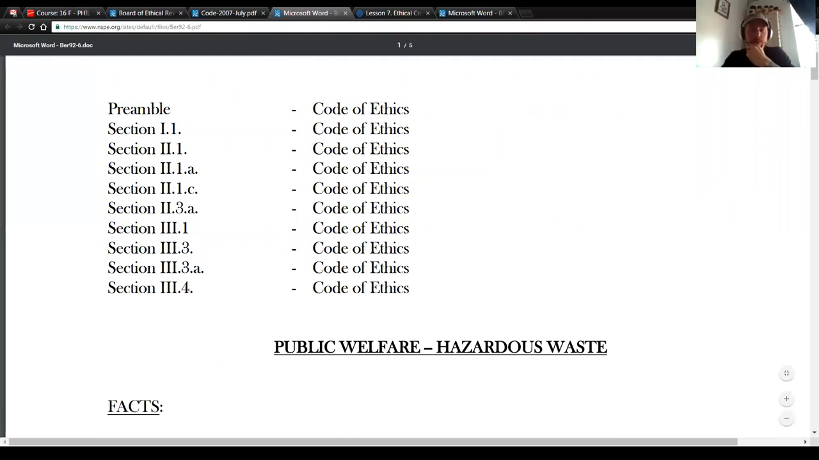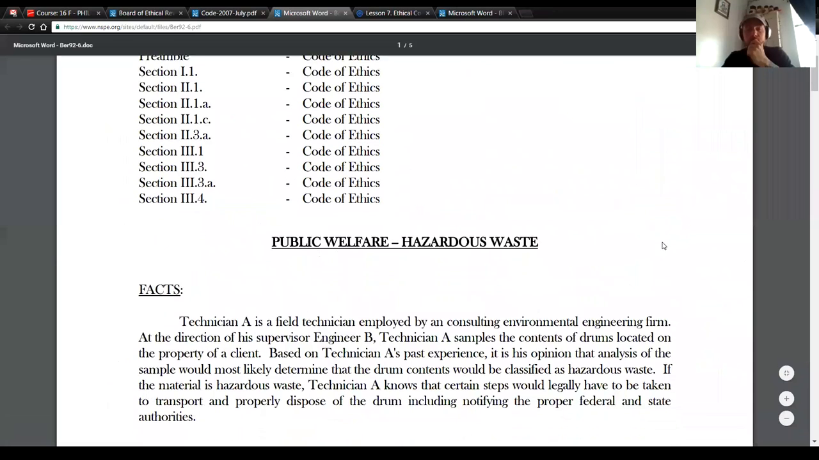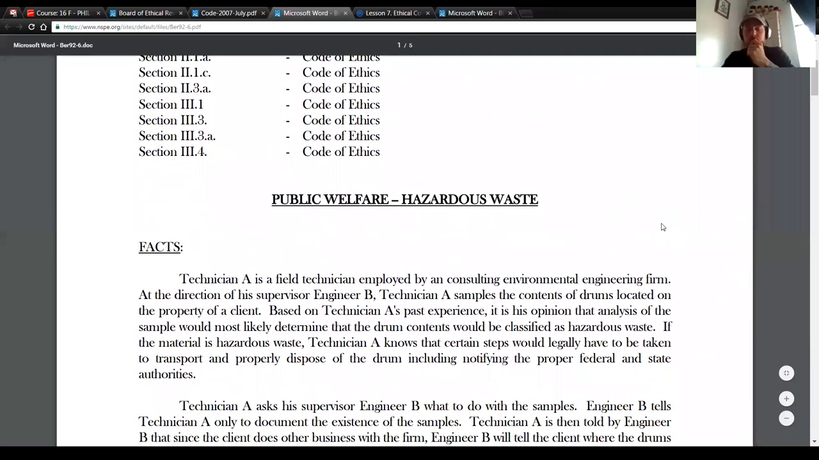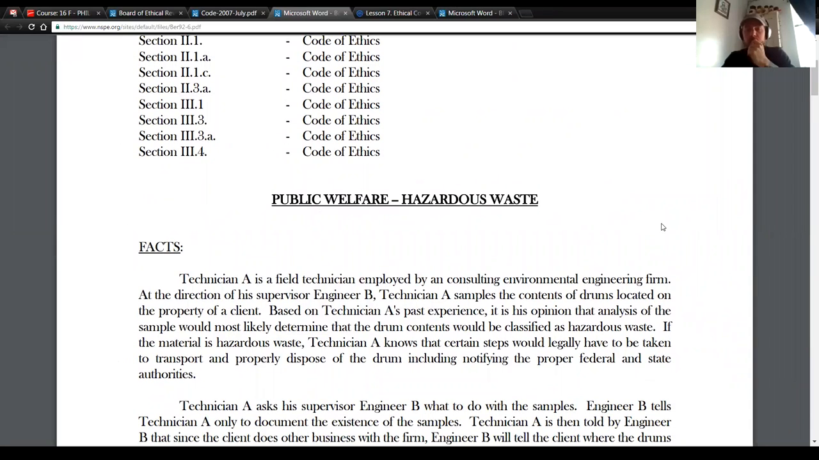Okay, so this is another case. These cases are not supposed to be surprising or very challenging, but they're just supposed to give you some insight into how the Ethical Review Board is thinking about these cases, how they're thinking about the codes of ethics, and how they apply in concrete situations.